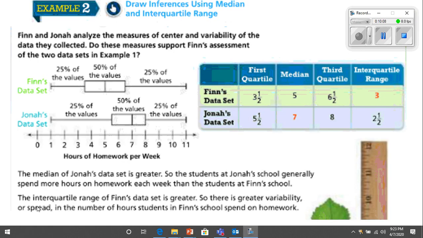Lastly, we can say the interquartile range of Finn's data set is greater. So there's a greater variability or spread in the number of hours students in Finn's school spend on homework.